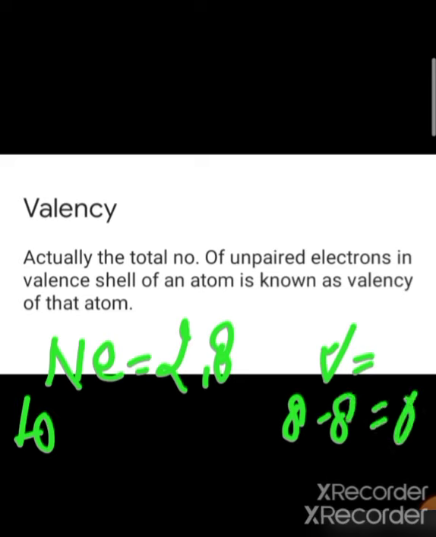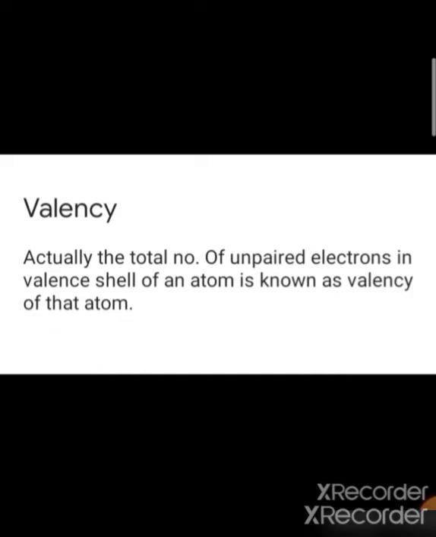Then what is valency? The total number of unpaired electrons in the valence shell of any atom is known as the valency of that atom. It means any atom contains a number of unpaired electrons and it tries to pair them. For pairing, it combines with other atoms of the same element or a different element. This is known as the valency of that atom.